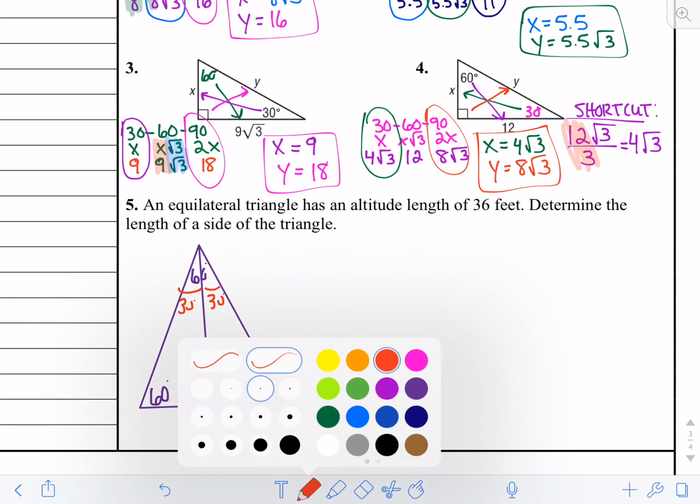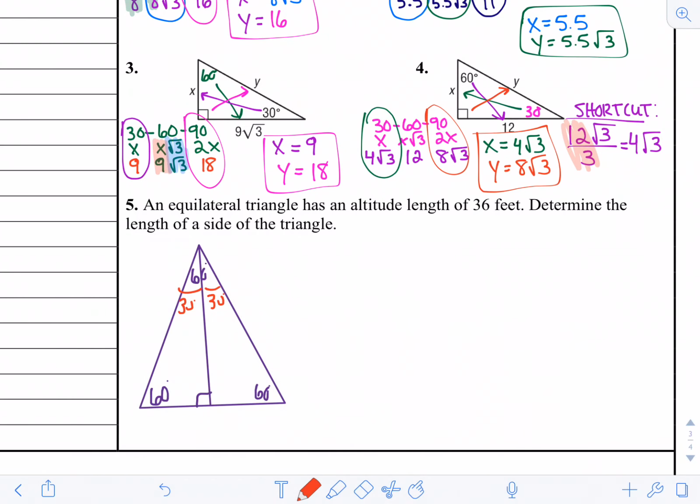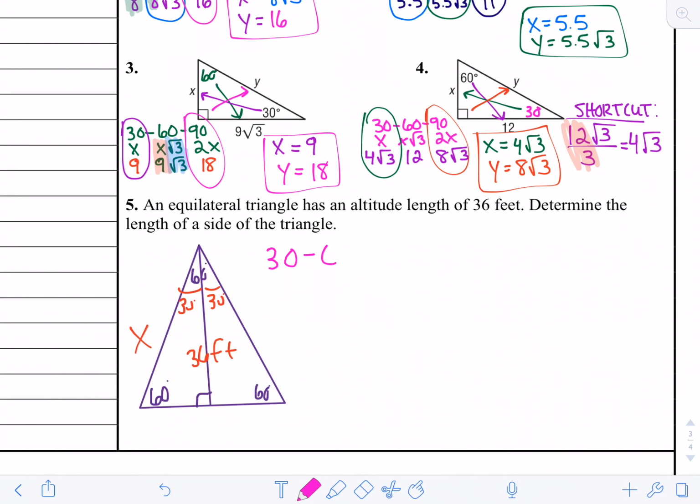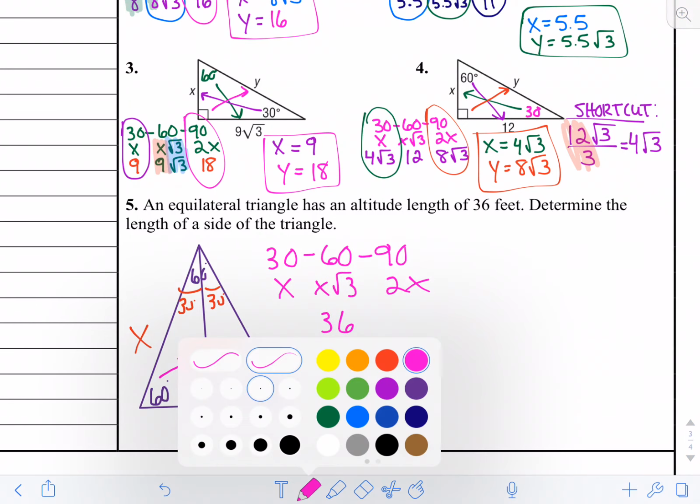This altitude was 36 feet, so I'm going to write 36 feet. It wants to know what the length of the side is. So we're going to write down 30, 60, 90, x, x square root of 3, 2x. Right here, across from the 60 was this 36 feet, so across from the 60, I'm going to put 36. And we're going to use the shortcut.